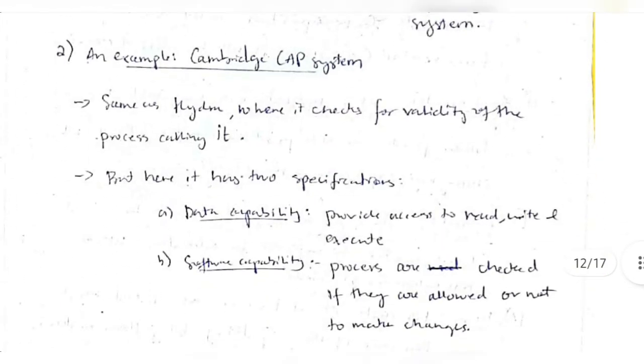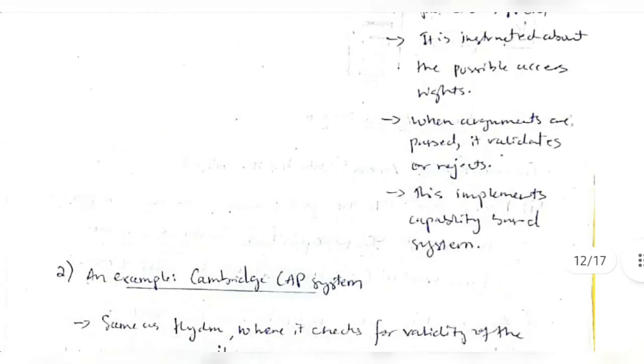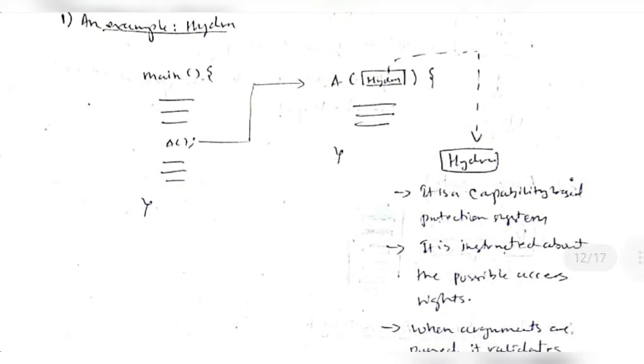The second example is the Cambridge CAP system. It's the same as Hydra, but it checks for validity in two conditions: data capability and software capability. Here it will provide access to the read, write and execute functions, and in software capability it will check whether the processor is allowed to make the changes or not. So here two checks are carried out, whereas in the previous one only one check is carried out, whether the arguments are valid or not.